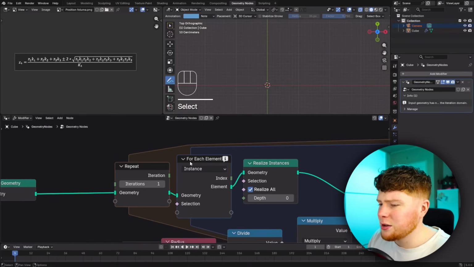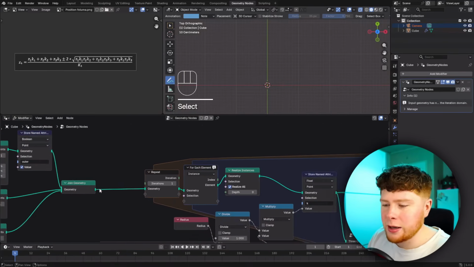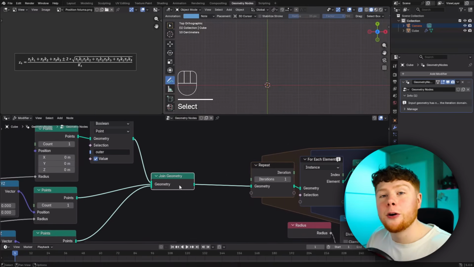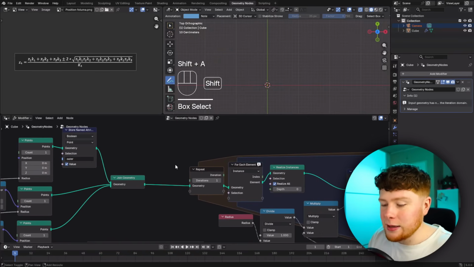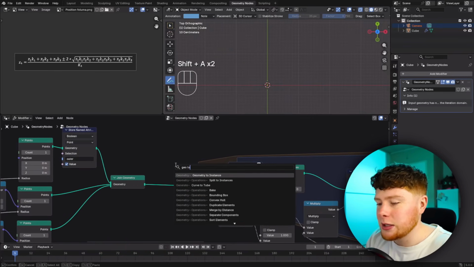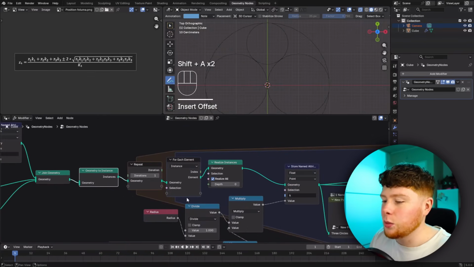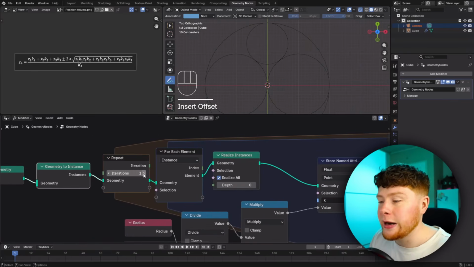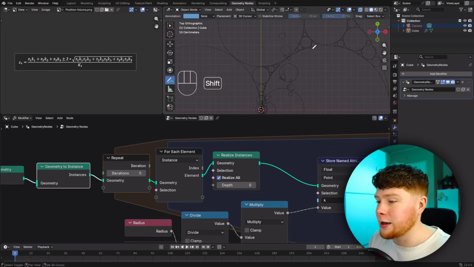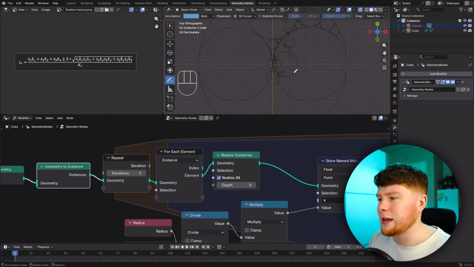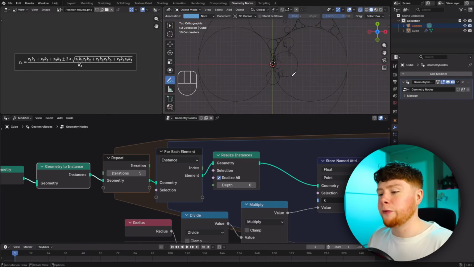But then you see that doesn't work because we get an error over here. And the reason for that is because the first set of points is not an instance yet. So let's turn that into an instance. If we do a geometry to instance again, then you see that works. And if I now put the iterations higher, then you will see that already starts working over here, a little bit over here, and in the middle, it's quite a mess. But again, we're going to fix that later.